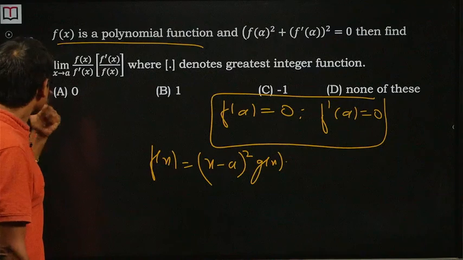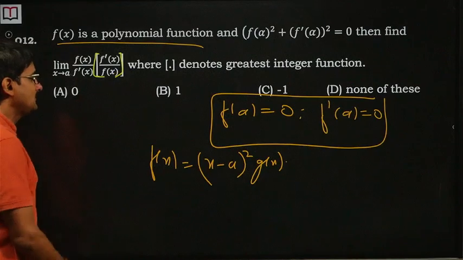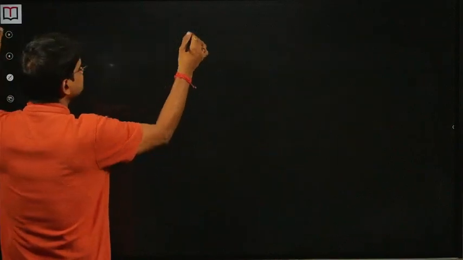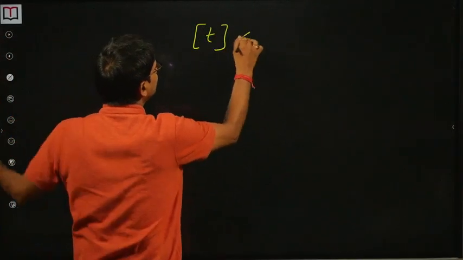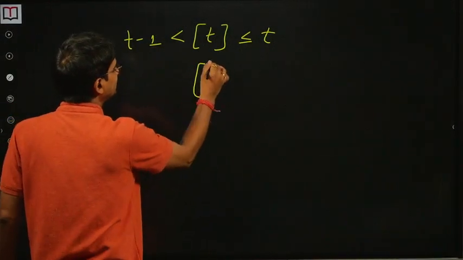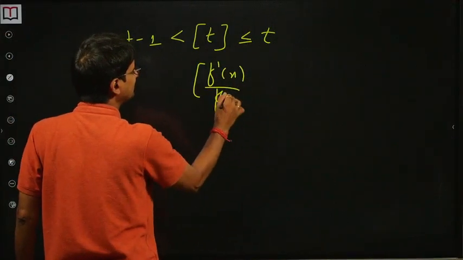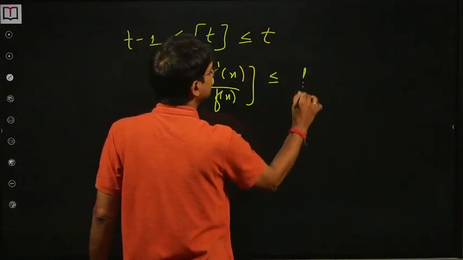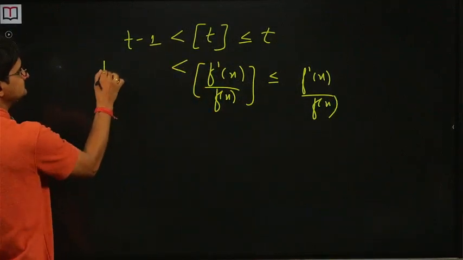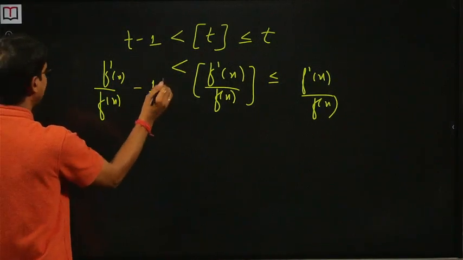Now see, this is a box bracket, and whenever we have box bracket for limit, I will love to go for sandwich theorem. We know box of t is less than or equal to t and greater than t minus 1. So box of f dash of x upon f(x) is less than or equal to f dash x upon f(x) and greater than f dash x upon f(x) minus 1.